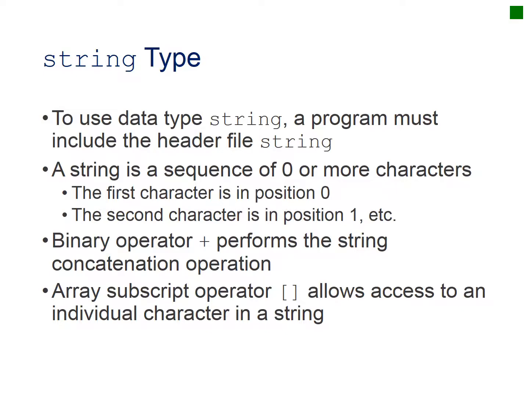String type. To use data type string, a program must include the header file string. A string is a sequence of 0 or more characters. The first character is in position 0. The second character is in position 1, and so forth. The binary operator plus performs the string concatenation operation. Brackets, a subscript operator, allow access to individual characters in a string.